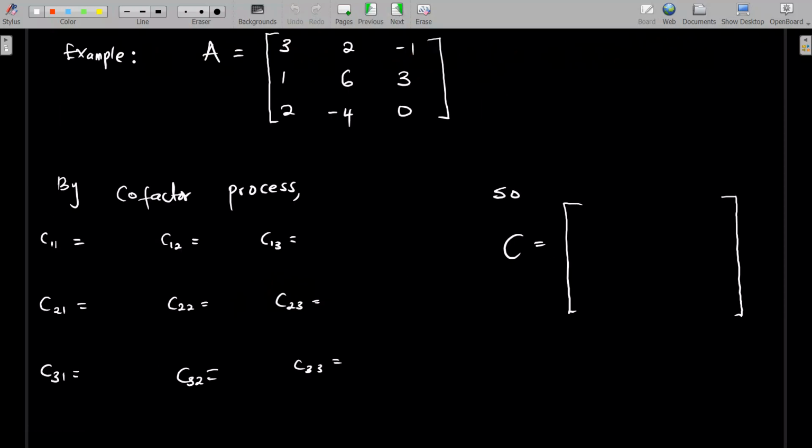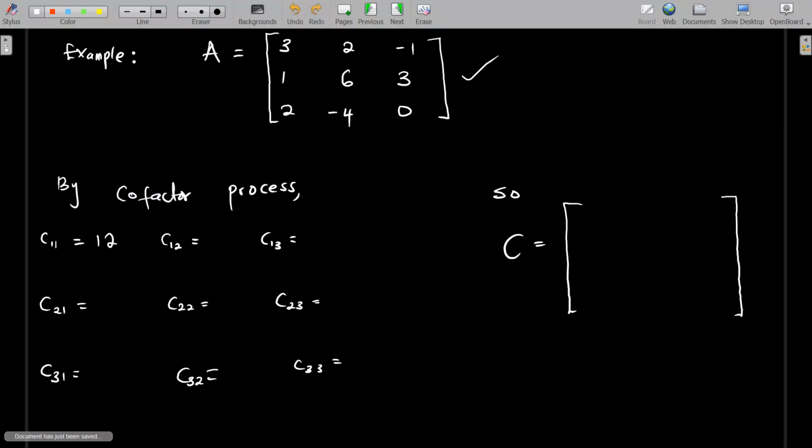So an example is this: I have A given as this matrix. You have 3, 2, -1, 1, 6, 3, 2, -4, 0. And then we want to find the cofactor matrix. So by cofactor process, C11 will be given by 12. And I'm going to just do C11 for you. I said I wasn't going to do that, but C11 is on the 1, 1 entry of A.